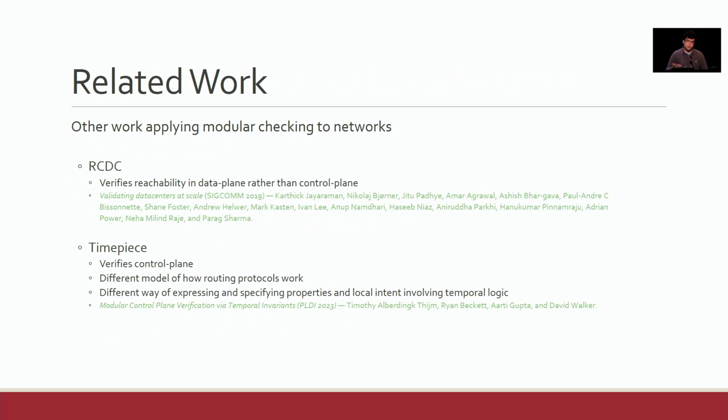I said earlier that most works model the network as a whole. However, there are a few that do try to apply this modular checking idea. One example is RCDC, which is different from our work in that it tries to verify reachability in the data plane. A much more similar and much more recent work is Timepiece, which does verify the control plane, but it has a very different model of how routing protocols work and a very different way of expressing and specifying the properties and local intents, involving a form of temporal logic.